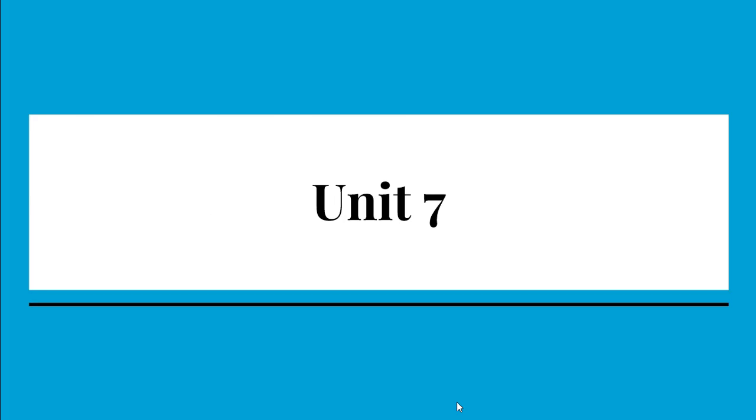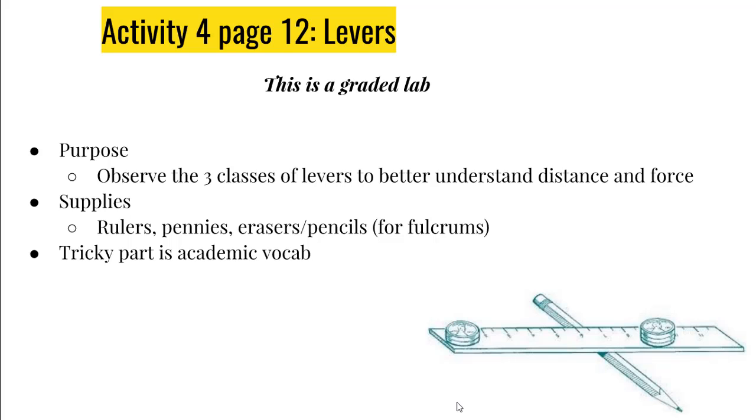Okay, moving on to Unit 7 here. Our first activity here is a graded lab, Activity 4, and this is just looking at levers. Essentially students are observing the 3 classes of levers using a few different classroom supplies, some really easy stuff. Rulers, pennies, erasers, etc.